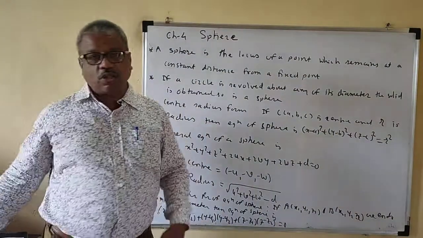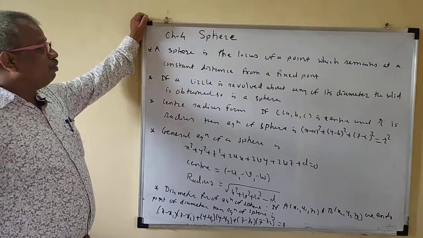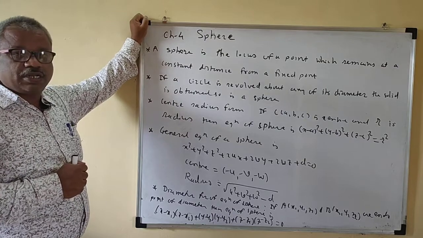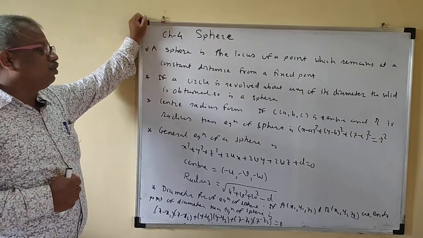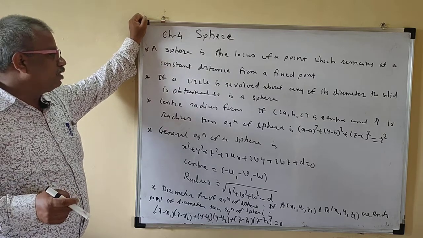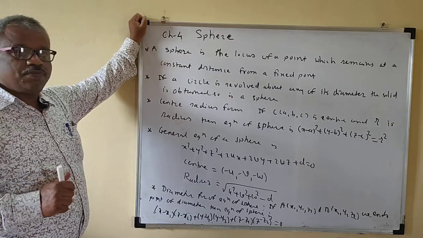Okay, so welcome to all of you. Today we will revise the chapter. This is the last chapter of this geometry, that is the sphere. You know the equation of the sphere is nothing but what? The sphere is the locus of a point which remains at a constant distance from a fixed point.